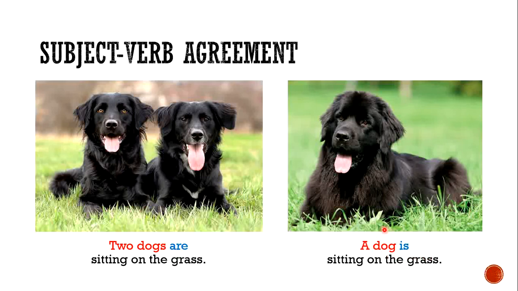In this example, a dog, only one dog, singular number. It is followed by a singular verb, "is." We do not say, a dog are sitting on the grass. We don't. That means a singular subject will always be followed by a singular verb. I think we are clear about it. Let's move on to the next slide.